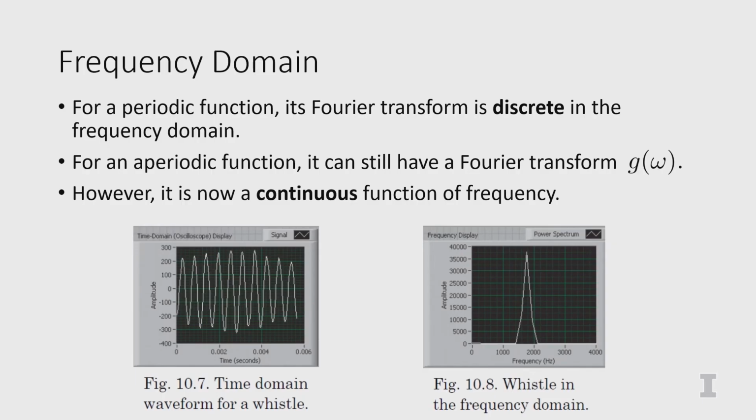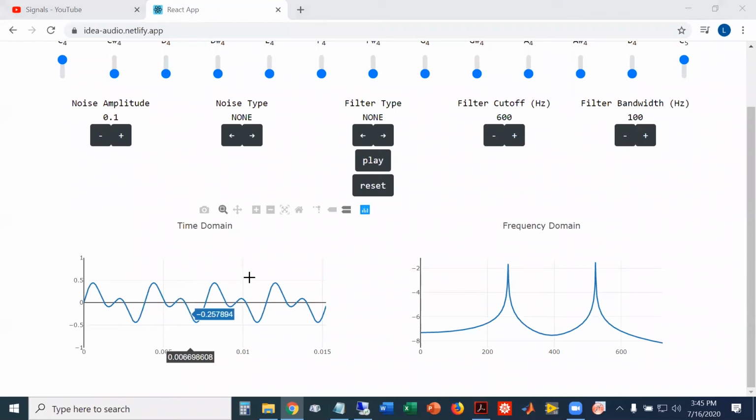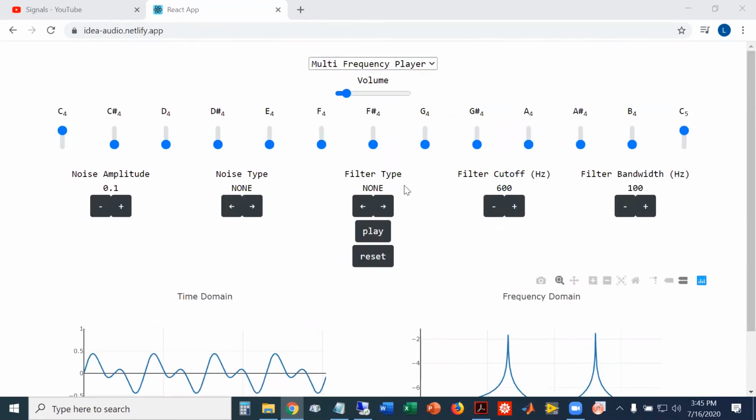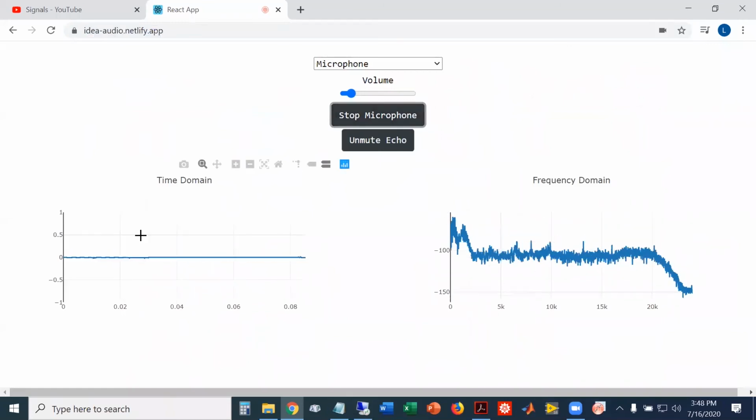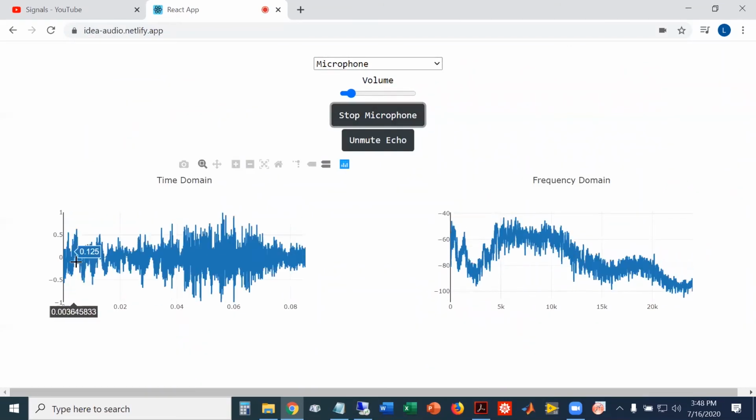So here's an example, and frequency plots make a little bit more sense. This is showing the Fourier transform of this time domain signal. And you can see that the signal consists of one component with an amplitude of negative 1.6 decibels and one with negative 1.49 decibels at these two different frequencies. Some of the other modules are going to record my voice.